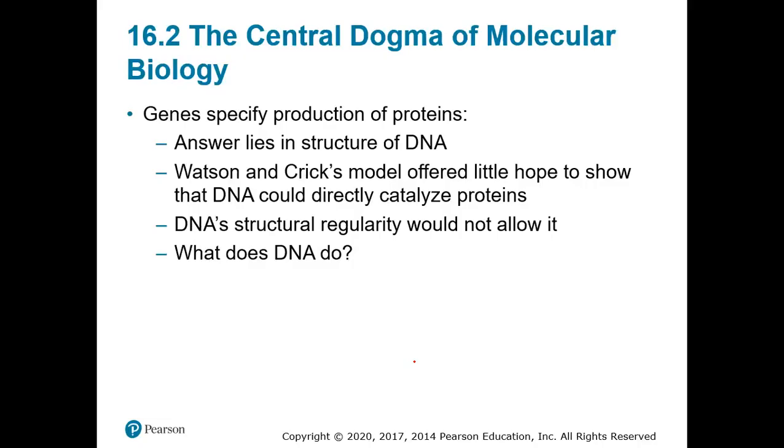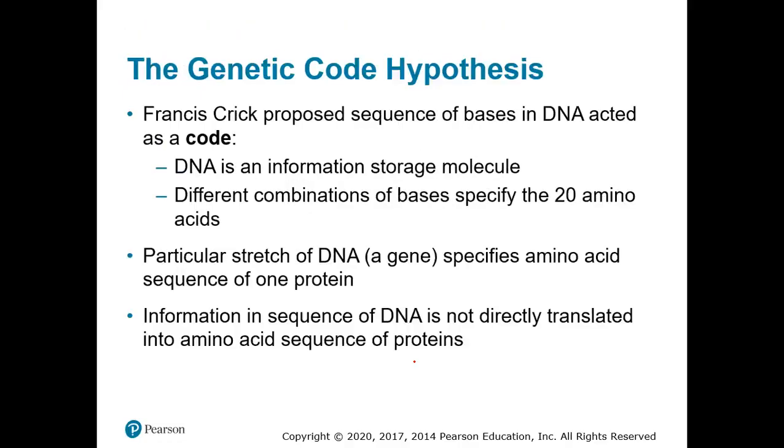But how can they do this? How do we get from one to another? And it all has to do with the structure. Watson and Crick's model, well, really Rosalind Franklin's, but whatever, Watson and Crick's model didn't really explain how DNA could directly make proteins. How does it work? DNA's structure would not allow it to also act as a catalyst. It has a very regular structure. So how do we make such a wide variety of different proteins from DNA?